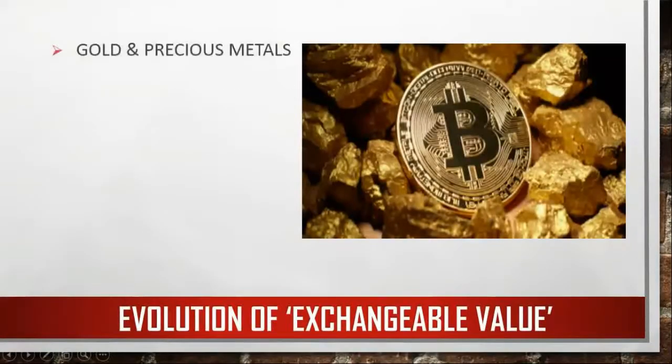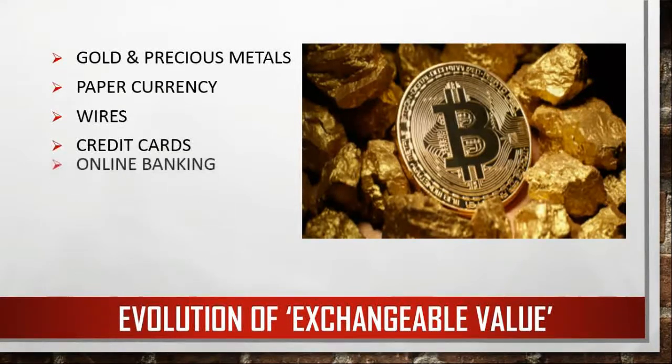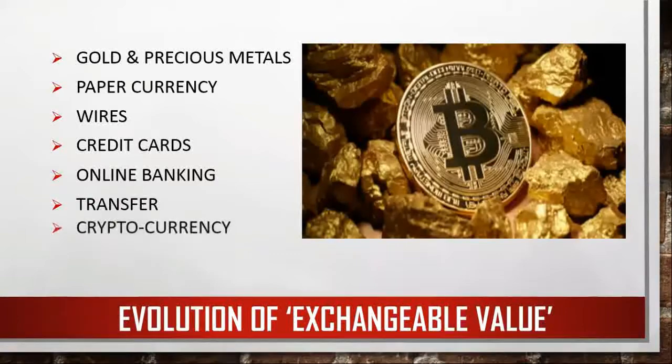If we think of the evolution of exchangeable value, we started off with gold and bartering, gold and precious metals, and then we moved on to paper currencies. As technology developed, we used wires, credit cards, online banking, transfers, and now cryptocurrency is the next stage, the evolution, the next stage of exchangeable value.